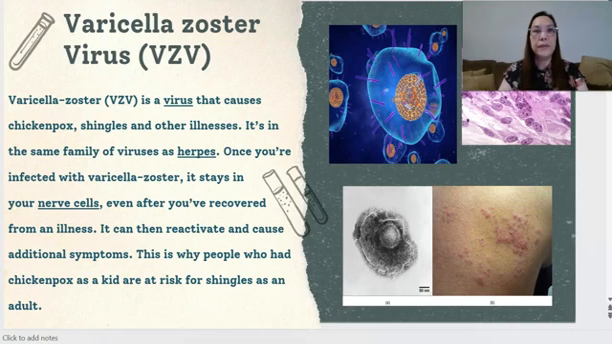Next is the varicella zoster virus. This is the causative agent, a virus that causes shingles. This picture shows the virus and its effects on the skin. This is what varicella looks like under the microscope, and this is an example of the typical rash that it produces when it infects the body.